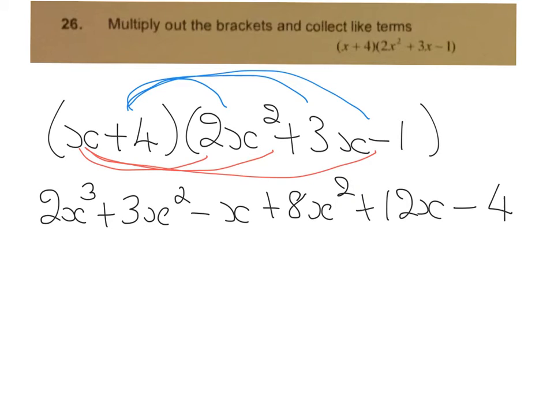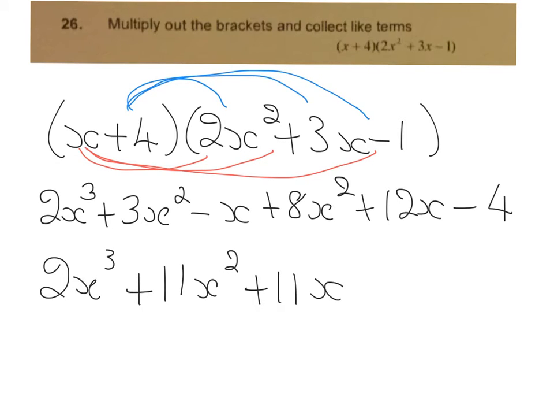Now we need to do our final tidy up. So we've got 2x cubed. We have no other x cubes in there, so that is going to stay the same, 2x cubed. Now we're going to look for x squareds. We've got 3x squared plus 8x squared, so that's going to give us plus 11x squared altogether. We've got a minus x and a plus 12x, so that's going to give us plus 11x. And then finally our minus 4 with no other numbers in there stays the same.